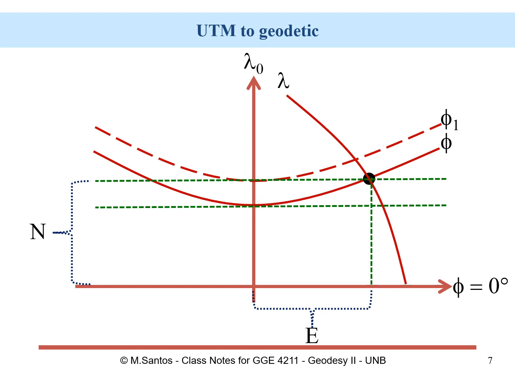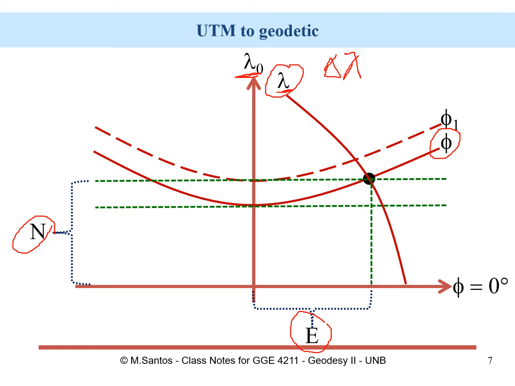And here we have a diagram similar to that one, but now what we know are the UTM coordinates, northing and easting, of the point. What we want to compute is essentially the longitude. As a matter of fact, we are going to compute the difference between the longitude of interest and the longitude of the central meridian, and we want to compute the latitude.